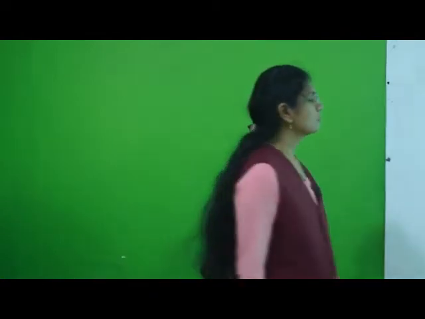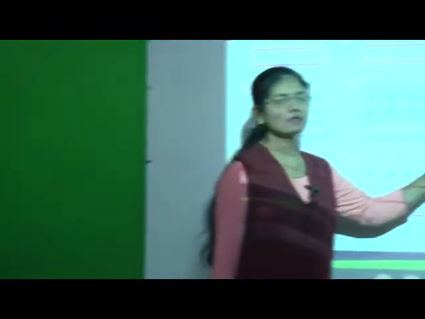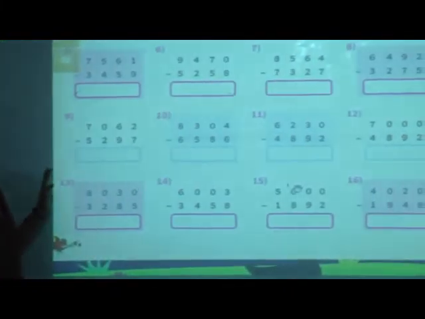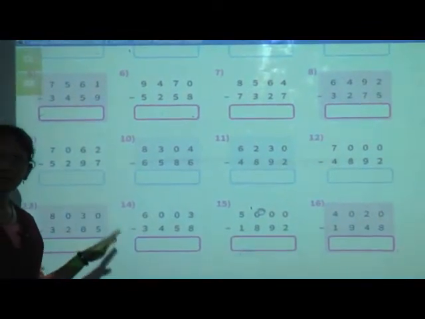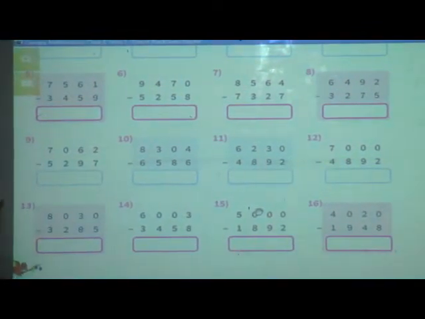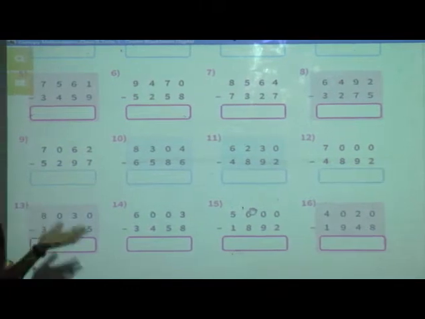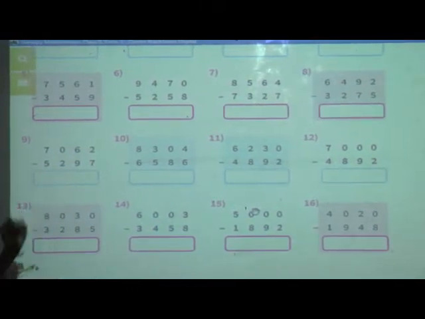Students, in our last session we started exercise 3.2, question number 8. In that we have seen till the 11th. Now today we will see the remaining sums. We are going to take only the odd number sums, and the even number sums you have to solve on your own.